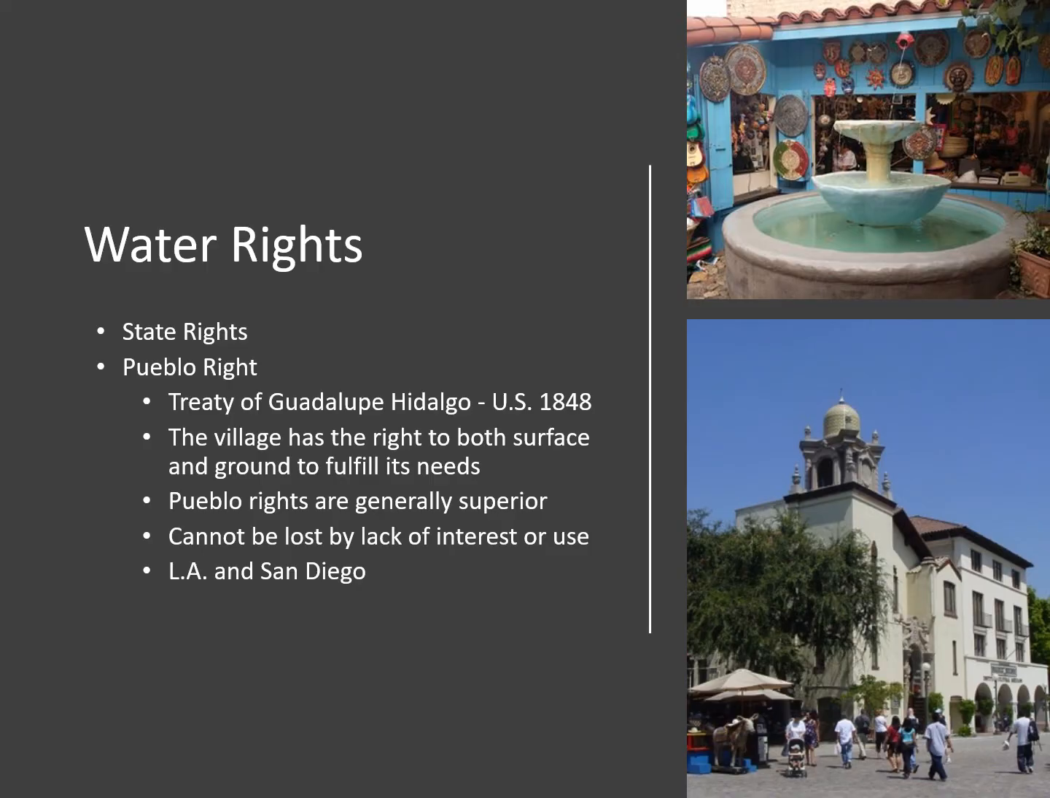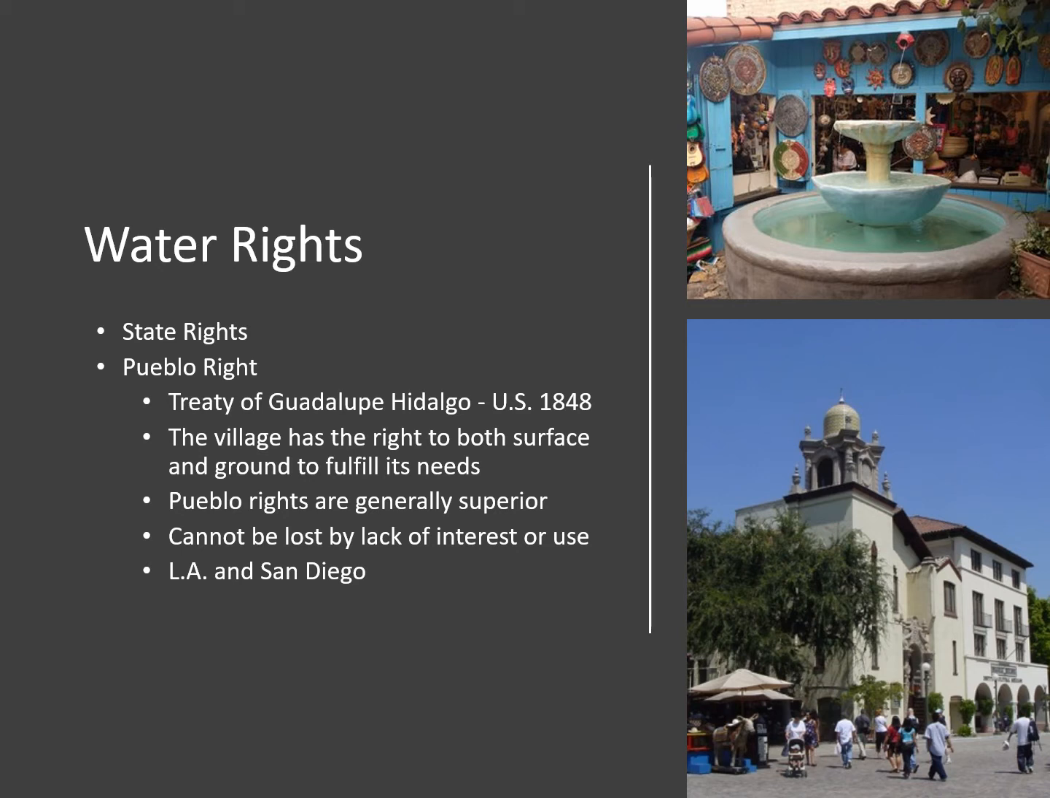So the most interesting water right, I think, is the Pueblo right, which is a state right. And we didn't go through this in depth, but when the United States got California in the Treaty of Guadalupe Hidalgo in 1848, they inherited the Spanish right. So the Spanish right went to the Mexicans when they took over California, and then that was brought into the United States, and it's the only state that has that.